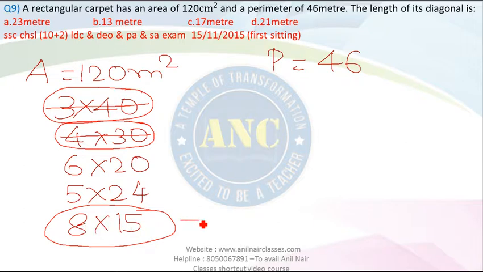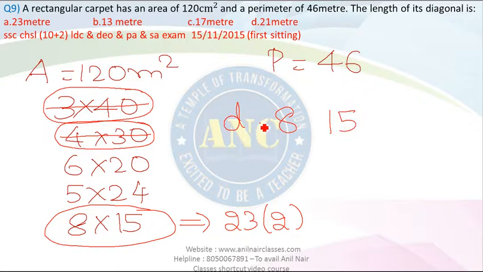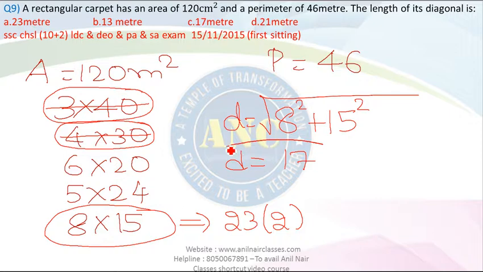8 plus 15 is 23. 23 double is nothing but 46, and that is what is given here also. So length is 8, breadth is 15. Diagonal is square root of length square plus breadth square. It is 225 plus 64, 289. Square root of 289 is 17 meters, which is option C. You will solve it faster if you know this kind of beautiful shortcuts.